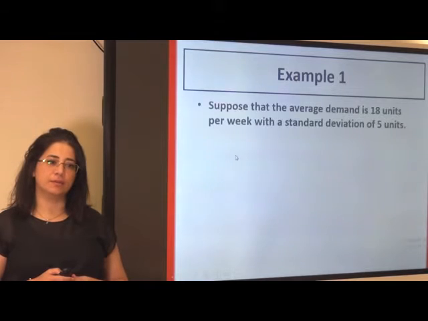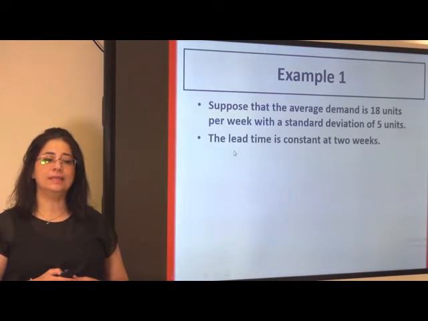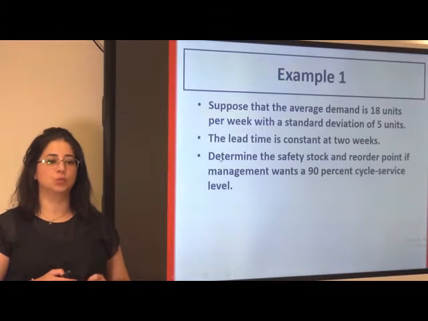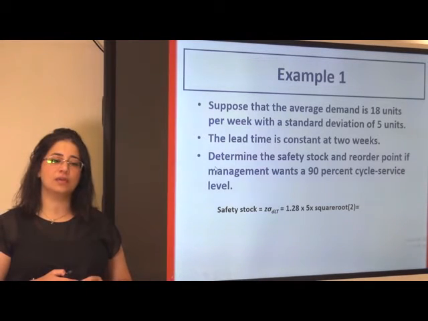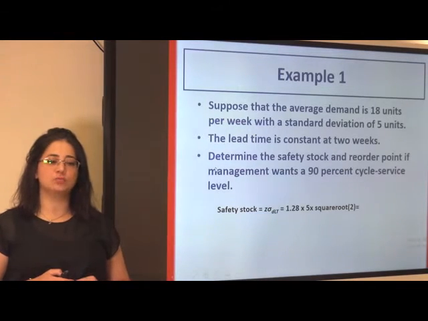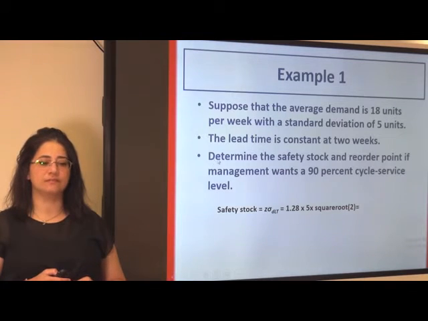Let's take an example. Suppose that the average demand is 18 units per week with a standard deviation of 5 units. Lead time is constant at 2 weeks. Determine the safety stock and reorder point if management wants a 90% service level.